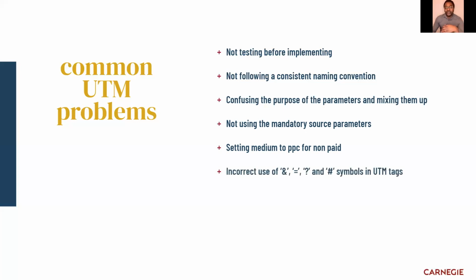And then incorrect use of the ampersand, equals, and the question mark and other symbols. As we've shown earlier, the question mark comes right after the URL, and then the UTM underscore. After every parameter, you have the ampersand, and the equals comes after the UTM underscore medium, for example. The equals is followed by the name of how that traffic got there.